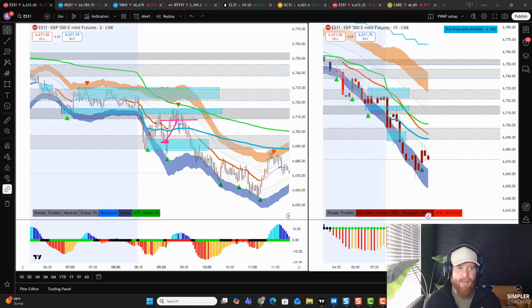So you can see at this little moment right here, there was that break, and this is the area where I took a long and only took it up to about right here. So that's tick-wise a pretty good little chunk. I made a quick little trade there.